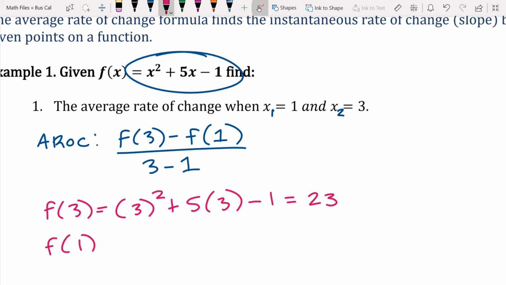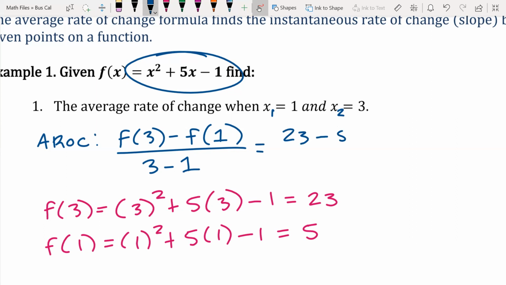And then let's go ahead and find out what f of 1 is. I'll get 1 squared plus 5 times 1 minus 1. That'll be 6 minus 1, which gives me 5. Okay, so that's what f of 3 is, and f of 1 is 5. We can now continue our average rate of change. f of 3 we said is 23 minus f of 1 we said is 5 over 3 minus 1, which is 2. Here we get 18 over 2, and we get 9 as our answer. So what we're saying is that the average rate of change from one x value to the next, when x is 1 and x is 3, is 9. So it increases by 9 units.